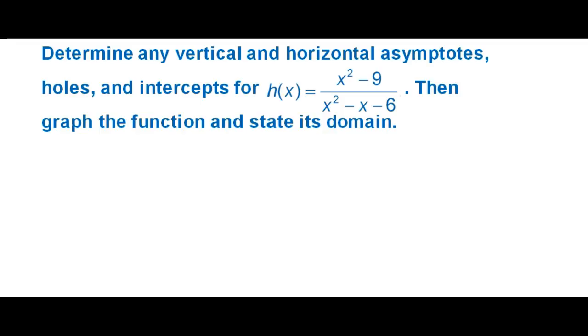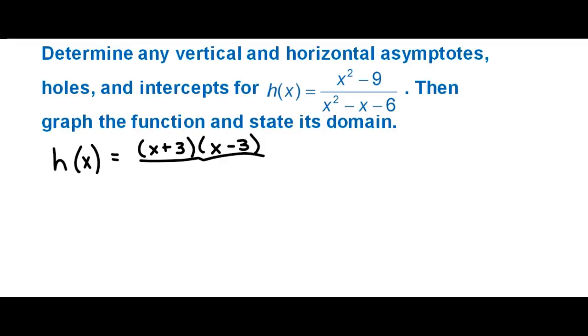So for this particular function, h of x, you might notice that both the top and the bottom can be factored into its factors. So we have the top, x squared minus 9. Remember, that's a difference of squares. So we can write h of x as, on the top, x plus 3 times x minus 3. And then on the bottom, we have a trinomial that we can factor using our AC method.